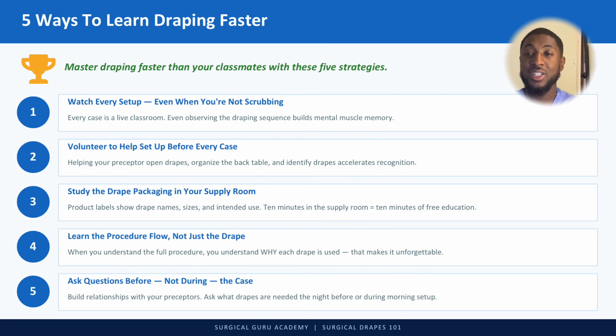Number 2, volunteer to help set up before every case. Helping your preceptor open drapes, organize the back table, and identify drapes will accelerate your recognition and help you be able to drape better. Number 3, study drape packaging in your supply room. So go to your supply room and look at the drapes that you have in there. Product labels show drape names, sizes, and intended use. 10 minutes in the supply room is 10 minutes of free education.